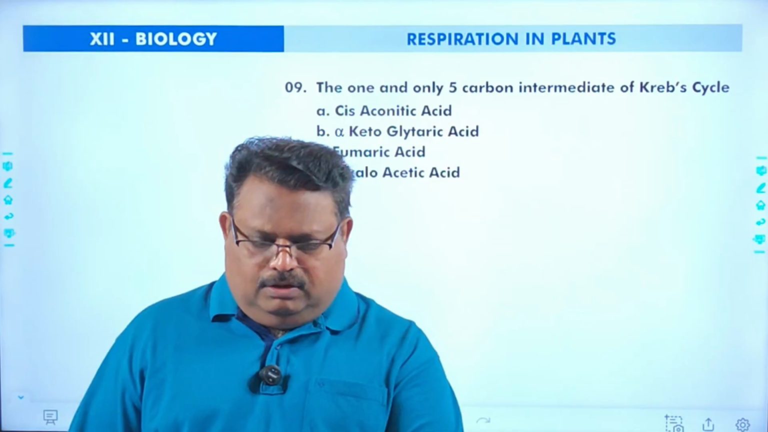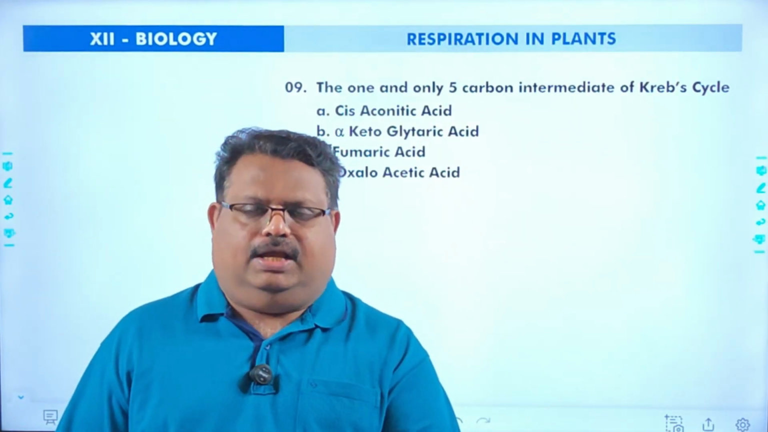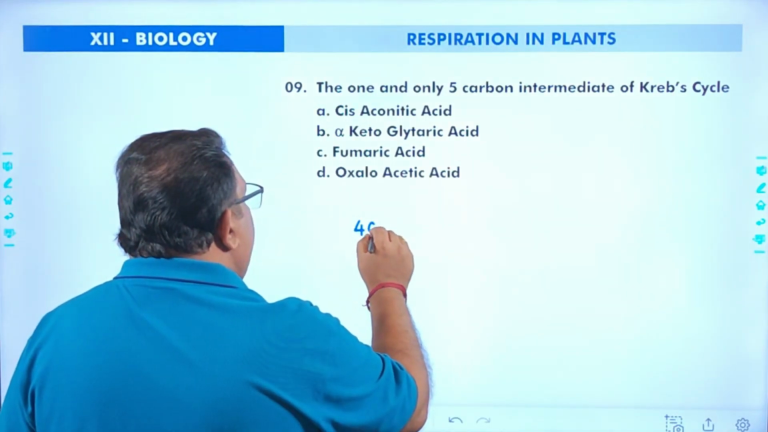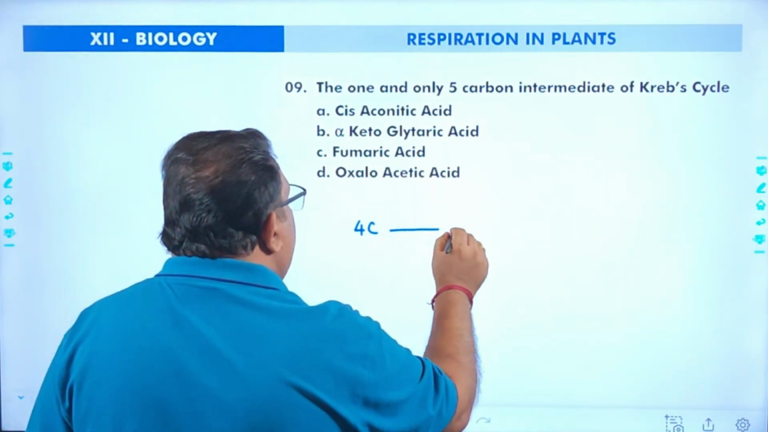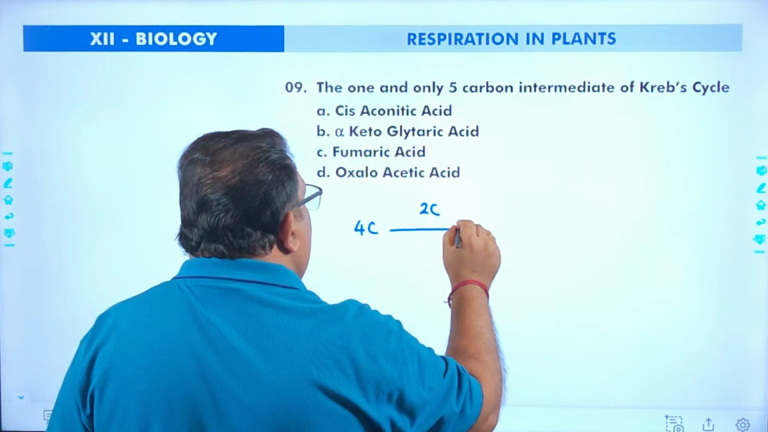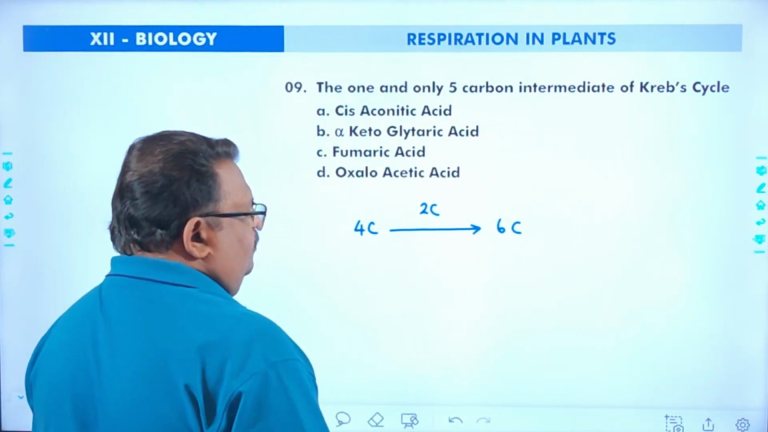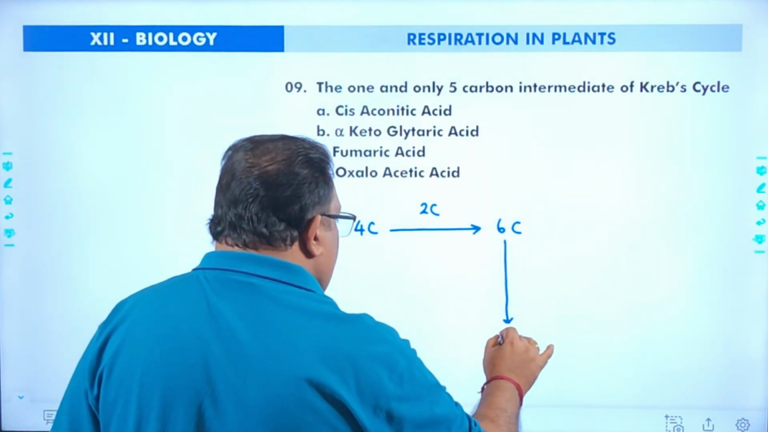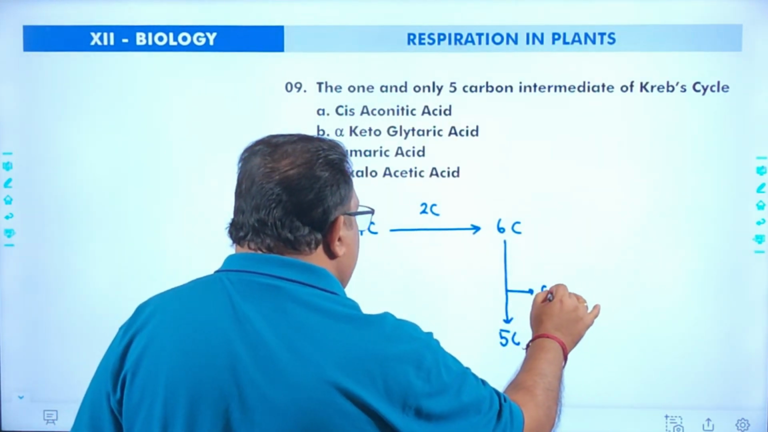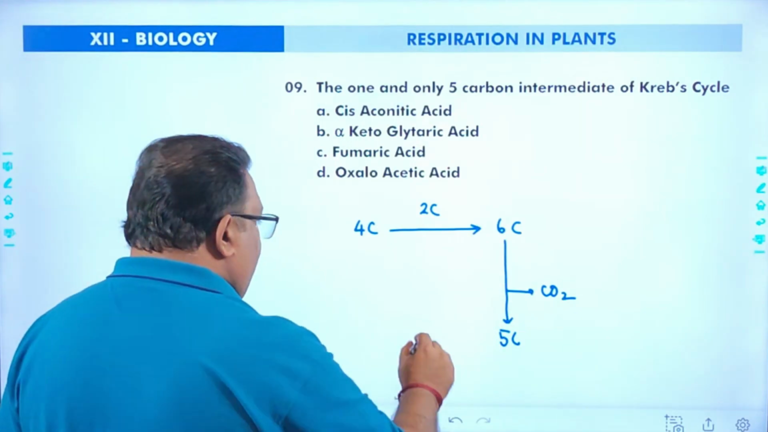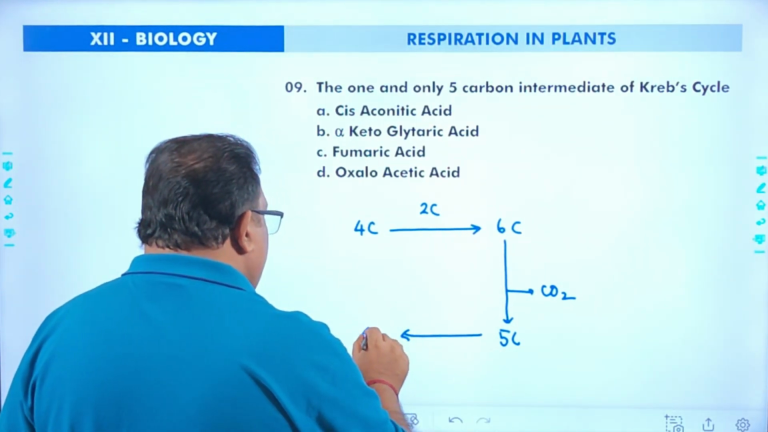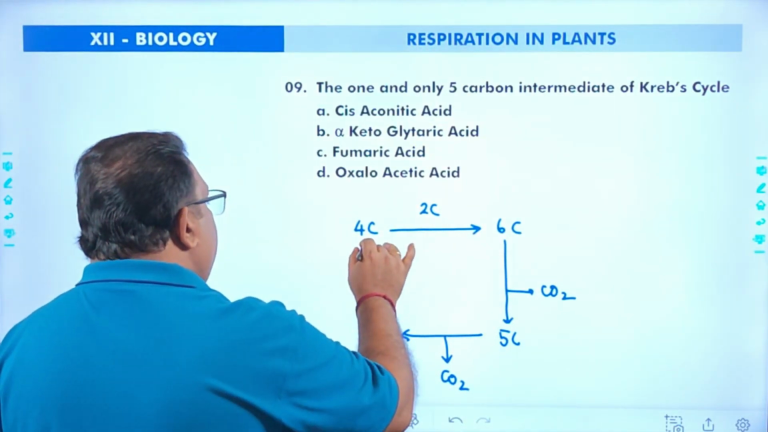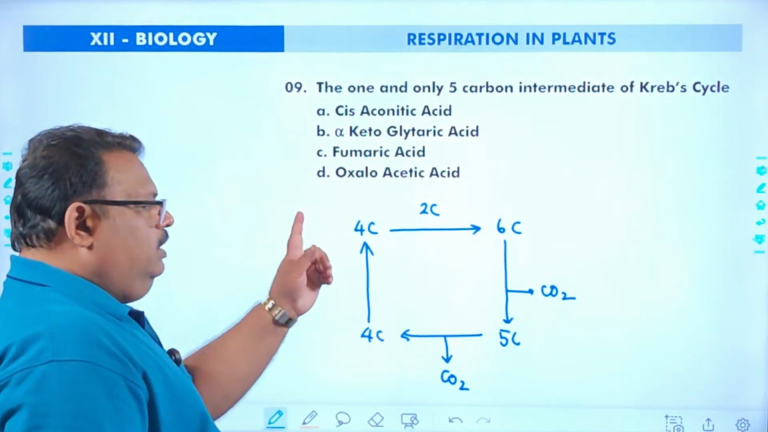Next question, the one and the only 5-carbon intermediate of Krebs cycle. So in Krebs cycle, a 4-carbon compound combines with a 2-carbon compound producing 6 carbon. From this 6 carbon, a 5-carbon compound is produced by releasing one molecule of carbon dioxide. From this 5-carbon, another 4-carbon compound is produced by releasing one molecule of carbon dioxide. Again, this 4-carbon compound is converted back into the original 4-carbon.